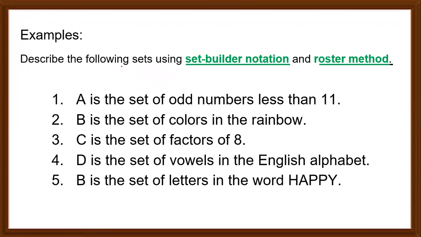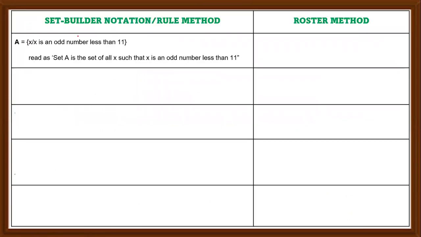Describe the following sets using set builder notation and roster method. We have this 1, 2, 3, 4, 5. So with that, ito po yung magiging sagot po natin dyan. So first, sa column natin na set builder notation or rule method, we have this. A, pag binasa ko po itong symbol na to, read as set A is the set of all x such that, ito pong slash na to, ang tawag po dyan ay such that x is an odd number less than 11. Madali nating tandaan kapag set builder notation siya, naka-describe lang po yung tinutukoy na elements.